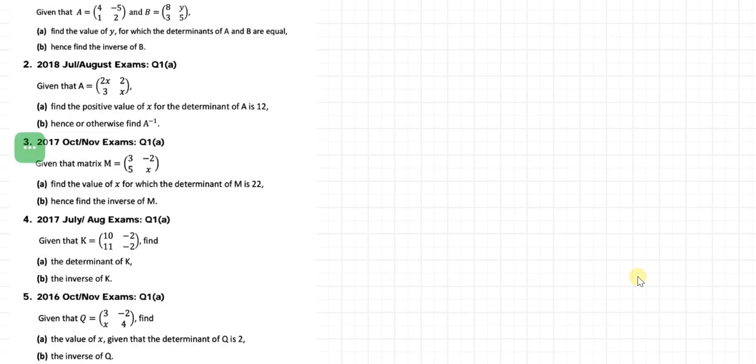Okay, so these are the questions that you have given me that I help you. Like question 1 here, given that A is that and B is that, then they're saying find the value of Y for which the determinant of A and B are equal. So first of all, you must understand what a determinant of a matrix is.